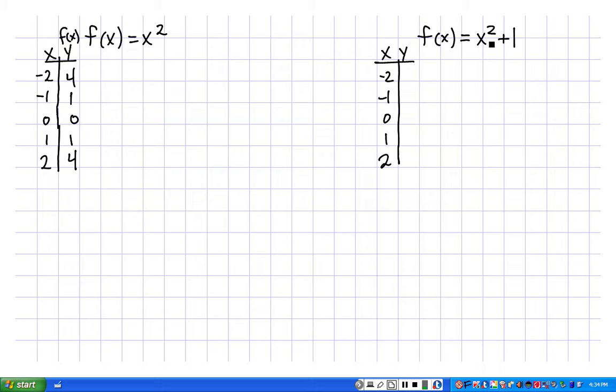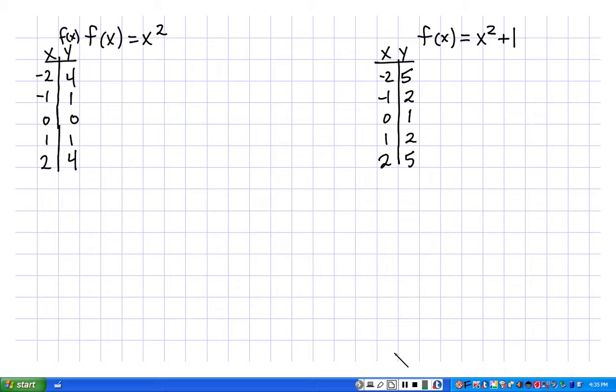Now let's look at this one over here. If I have -2 plugged in for my x, negative 2 squared, we said was 4, plus 1, now this becomes 5. Negative 1 squared is 1, plus 1, 2. 0 squared is 0, plus 1, 1. 1 squared is 1, plus 1, 2. 2 squared is 4, 4 plus 1, 5. So now, let's try to graph them.